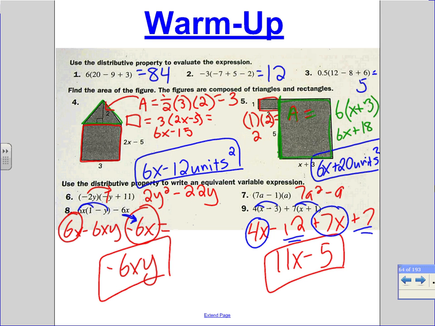Because a times 7a is 7a squared. A times negative 1 is negative a. Mary? Okay, let me explain this one more time. So you distribute this part. This minus 6x is not in parentheses, so it just gets dropped down.